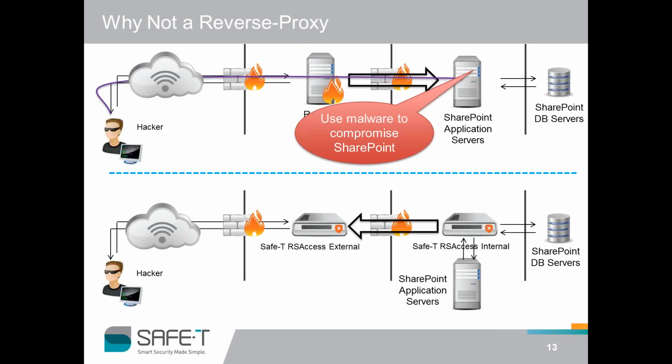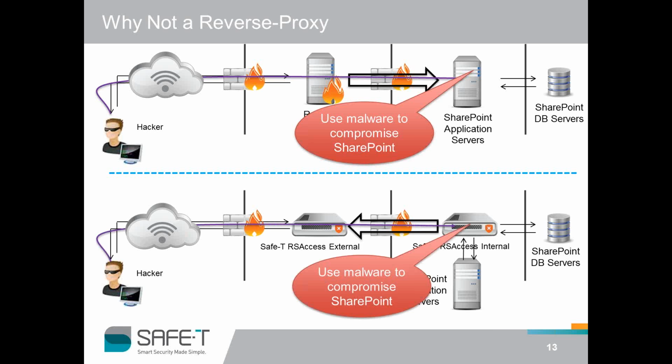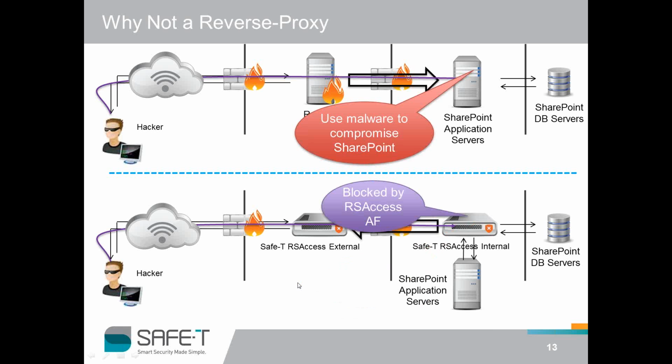Another use case, or another issue, is when hackers are trying to compromise the applications using malware. With the reverse proxy, they can achieve this by injecting malware into the SharePoint application. When they try to do the same operation on RSAccess to compromise the SharePoint, the malware will be blocked by the internal RSAccess, which runs and provides application layer protection to attacks and to viruses and malware.